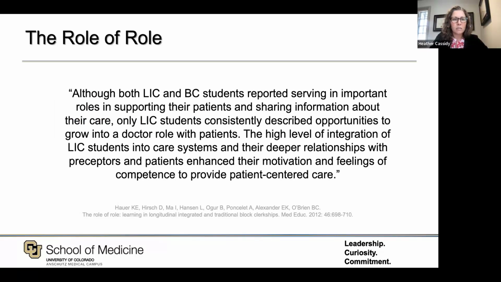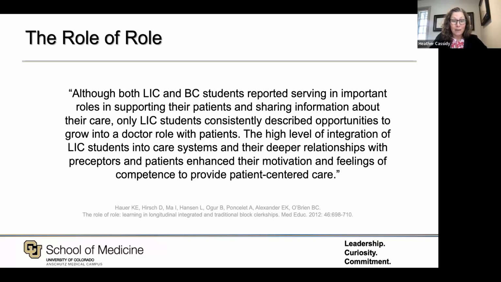I'm just going to pause and read it. Although both LIC and block students reported serving in important roles and supporting their patients and sharing information about their care, only LIC students consistently described opportunities to grow into a doctor role with their patients. The high level of integration of LIC students into care systems and their deeper relationships with preceptors and patients enhance their motivation and their feeling of competence to provide patient-centered care.